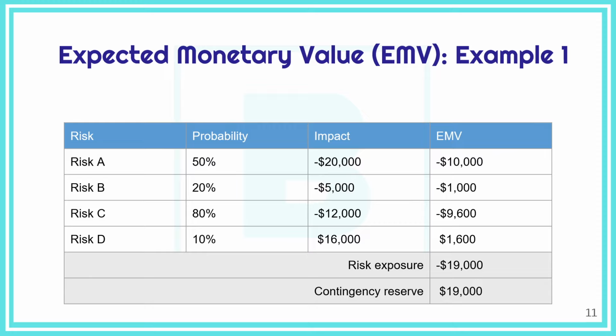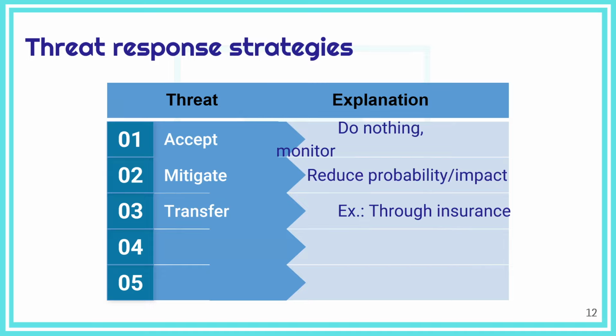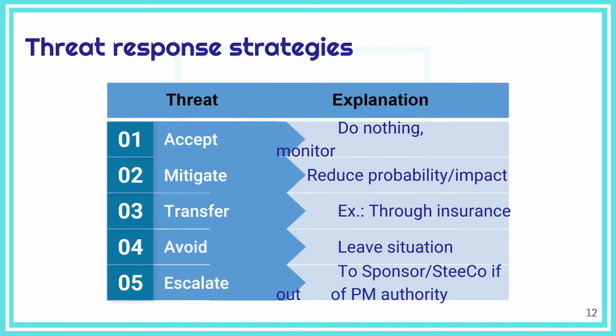First, we started talking about active and passive acceptance. So active acceptance is when you have a risk and you take active measures, and passive acceptance is when you have identified risks but you don't take active measures, you just monitor the risks. Okay, and we talked about the 5 response strategies for a threat and for an opportunity.